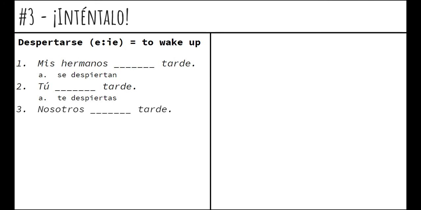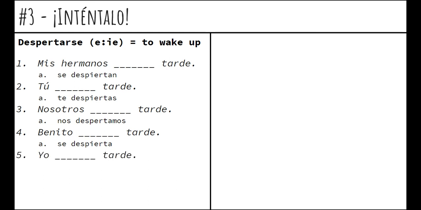Number three. Fill in the blank again with despertarse. Nosotros blank tarde. Should have nos despertamos. So nos again matching with nosotros, despertamos, no stem change there with nosotros. Número cuatro, Benito blank tarde. Should have se despierta. Número cinco, yo blank tarde. Should have me despierto. So yo me despierto tarde.